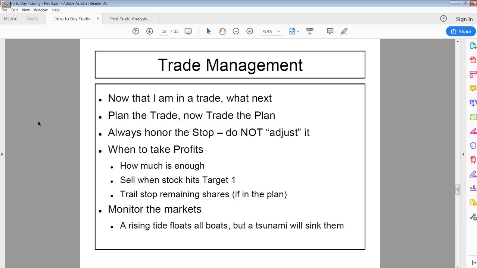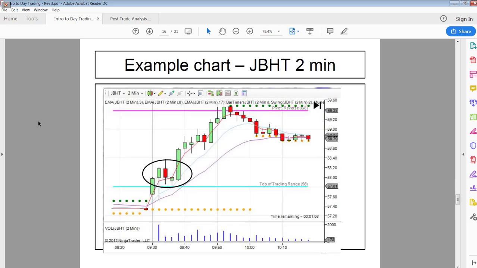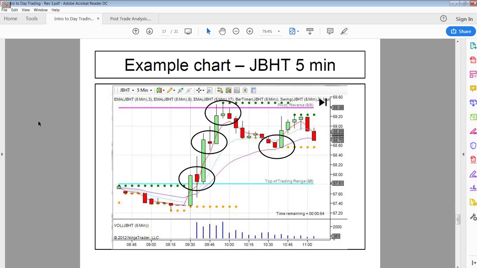When to take profits? How much is enough? Sell when the stock hits target 1 and trail the rest? Maybe, if that's part of your plan. Monitor the markets. A rising tide floats all boats. But a tsunami is going to sink them. So watch out. We've had some tsunamis lately. I won't go over the example charts. You can look at them.